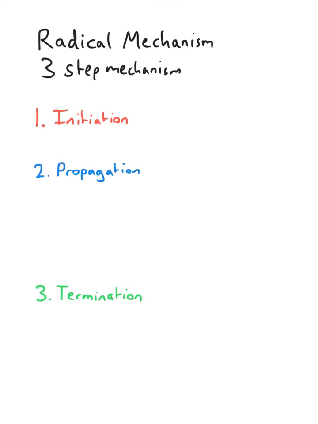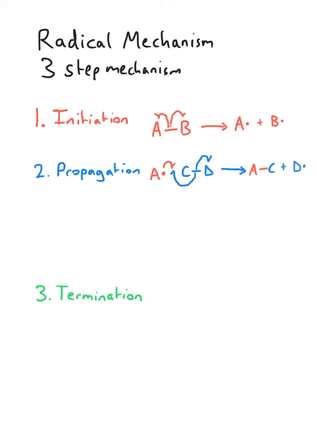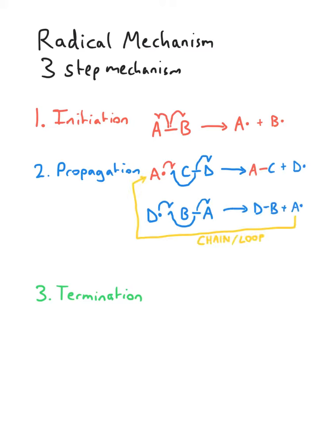During the initiation step, a weak bond homolytically cleaves to yield our initial radical. In step 2, the initial radical will react with our molecule of interest to form a new radical, and this will continue occurring until we reform the initial radical, completing a chain. This is why we refer to this as a chain reaction.